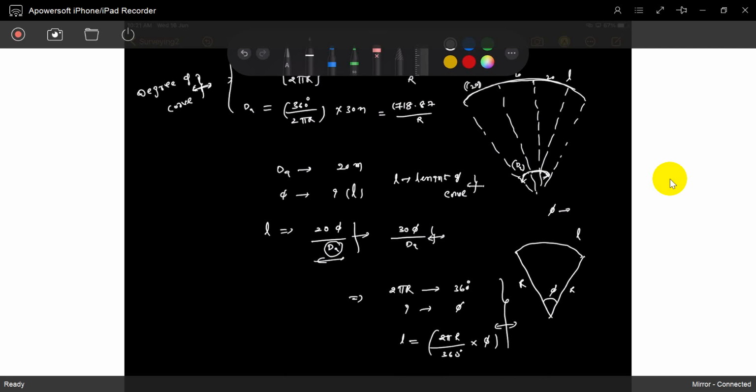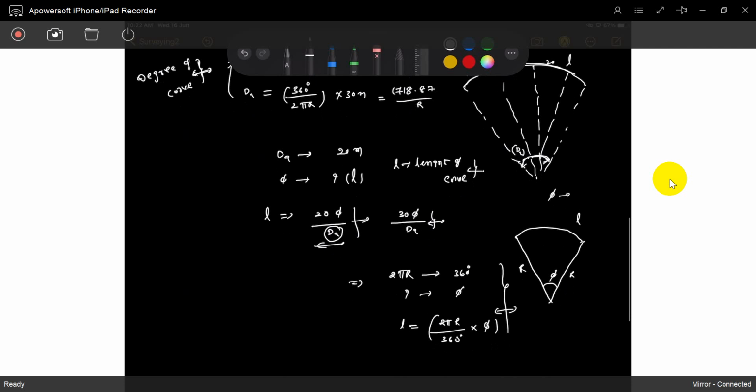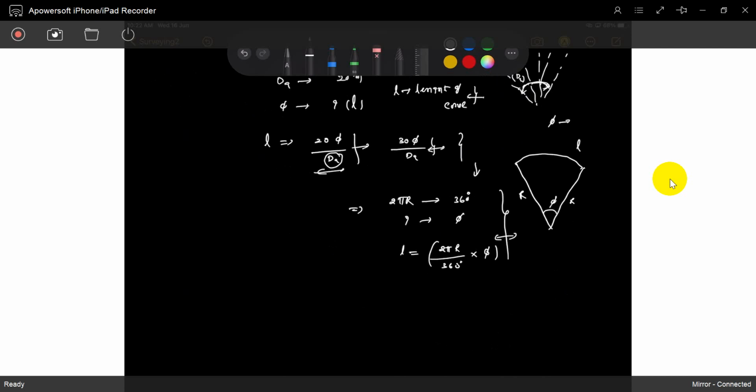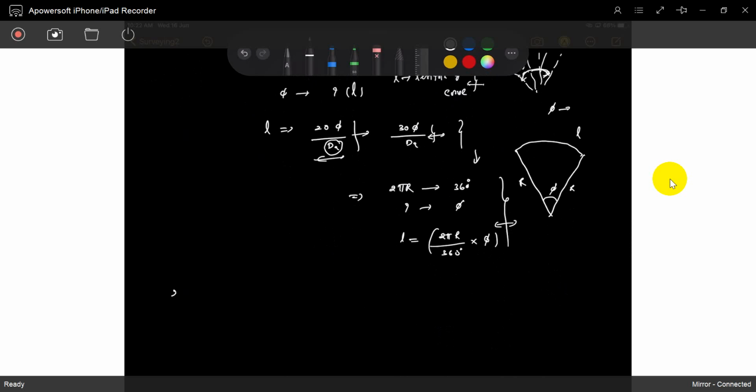Someone calls it the degree of the curve. You should not be confused; you now have an idea what the degree of the curve means. So that is the length. You can directly calculate it by 2 pi R, which is 360 degrees, so for phi, how much? Next we will discuss another topic, the tangent length.